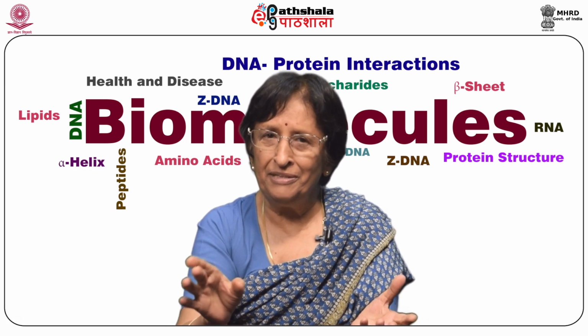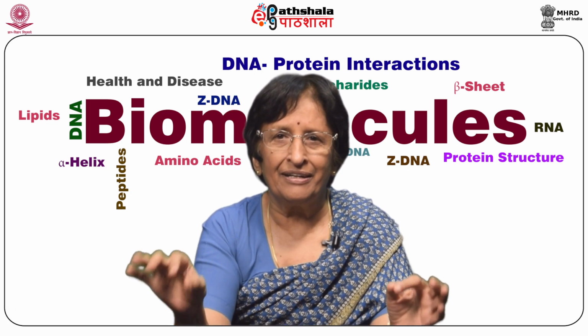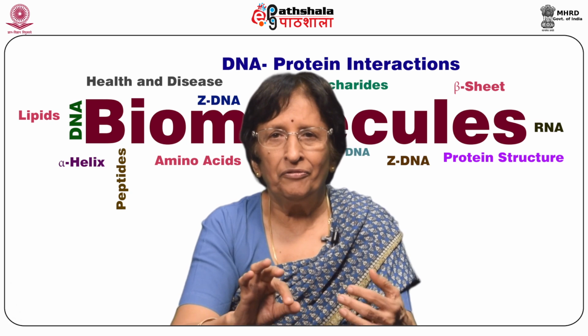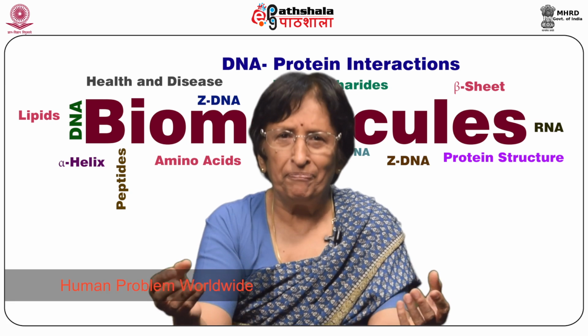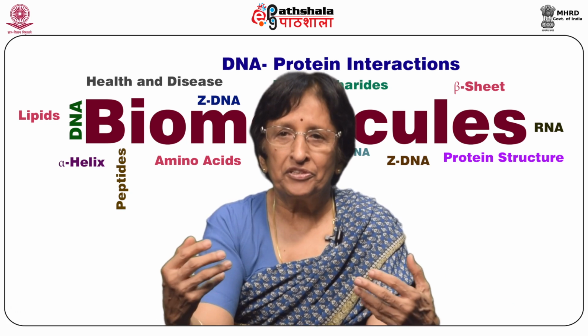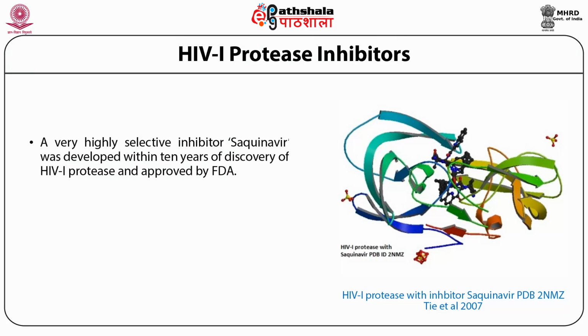Design of HIV-1 protease inhibitors. Just after the discovery of HIV, a number of experimental and theoretical techniques were applied for the design of a suitable inhibitor because of the great clinical significance and human problem worldwide. AIDS was the very disease which was so threatening to the whole world population. HIV-1 protease inhibitors: a very highly selective inhibitor, saquinavir, was developed just within 10 years of the discovery of HIV-1 protease and approved by the FDA. This is one of the very fastest discoveries of a drug in the case of HIV treatment. This was followed by discovery of more such drugs, ritonavir, indinavir, etc.